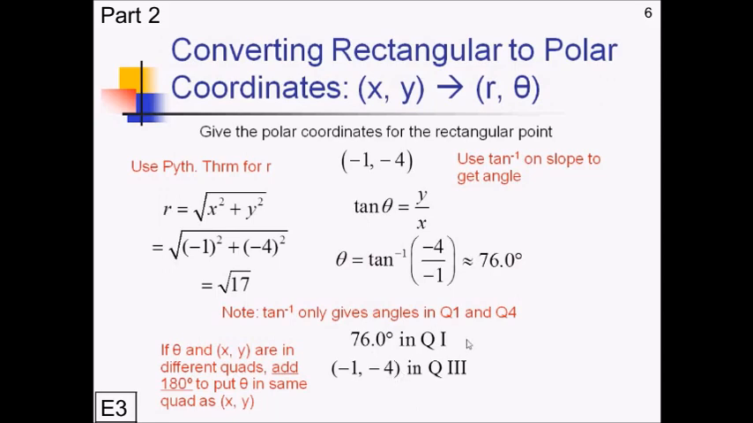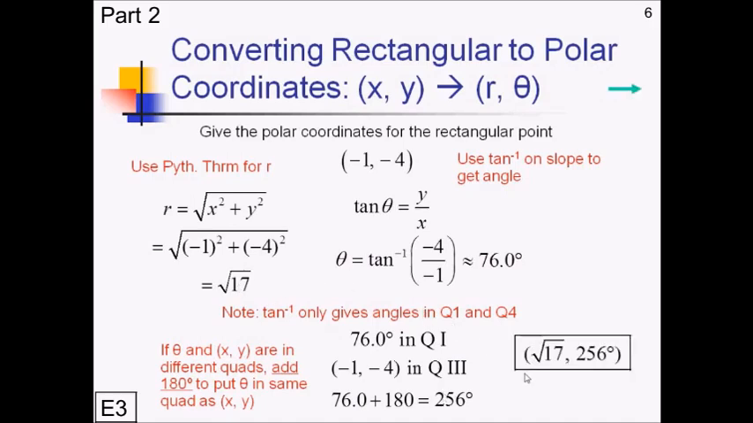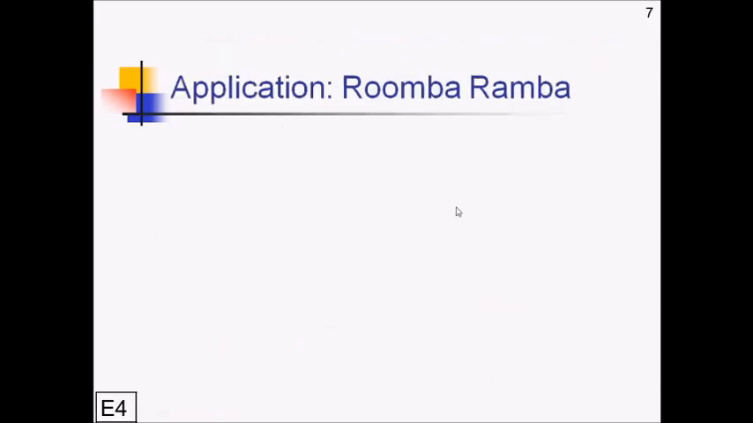To get from quadrant 1 to quadrant 3, we just have to add 180. So that's going to be 76 plus 180 is 256 degrees. And by the way, this would work if you had a quadrant 2 angle that you wanted to change to a quadrant 4 angle rather. It works both ways. So our final polar point then is going to be radius of radical 17, comma, 256 degrees. In a moment, we're going to give you a problem to try on your own.